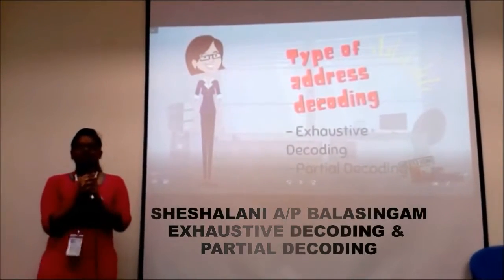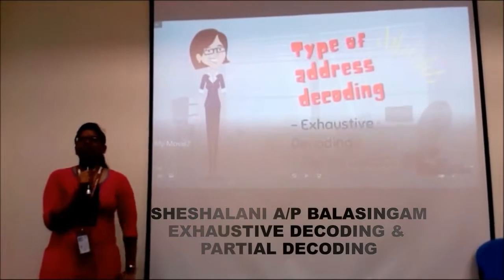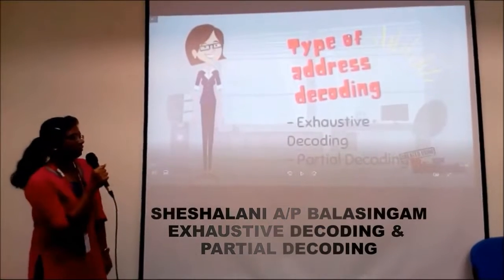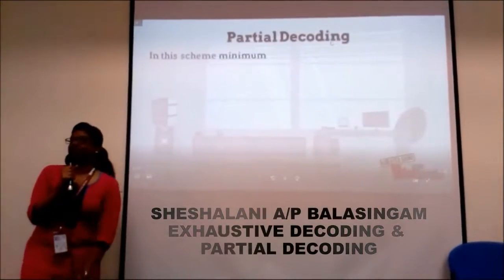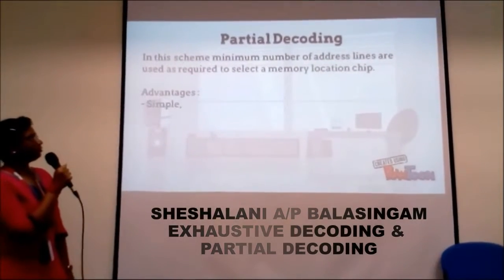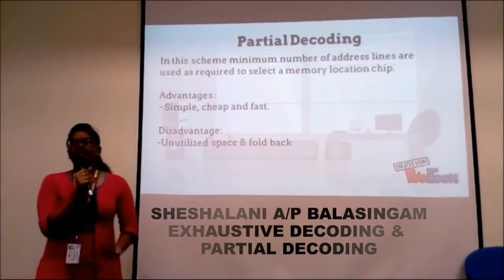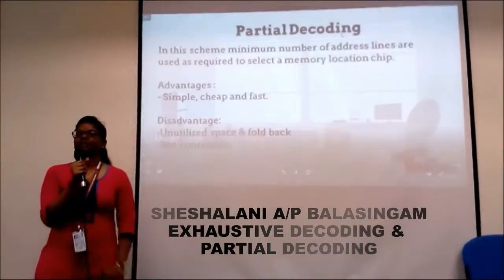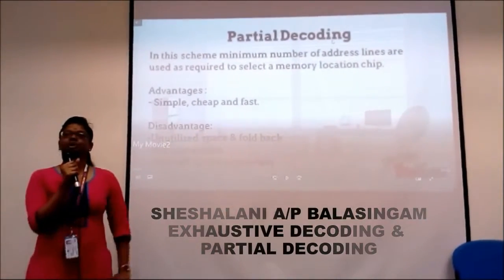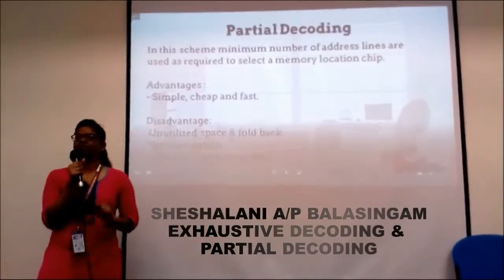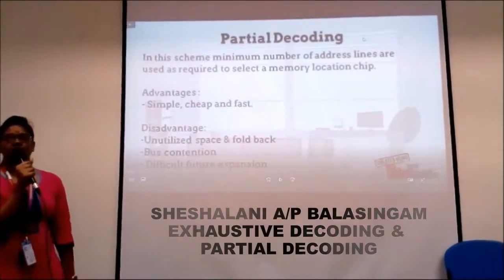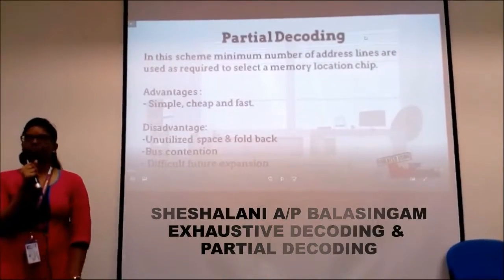I want to discuss the types of address decoding. There are two types of address decoding: exhaustive decoding and partial decoding. In partial decoding, the minimum number of address lines is used to select a memory location or chip. Advantages are that it is simple, cheap, and fast. However, disadvantages are unutilized space and foldback, which is multiple mapping, bus contention, and difficult future expansion.